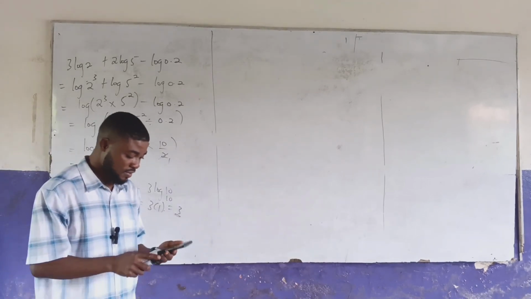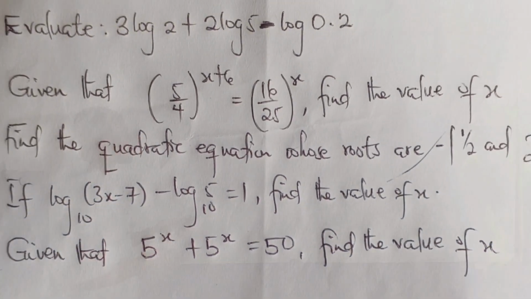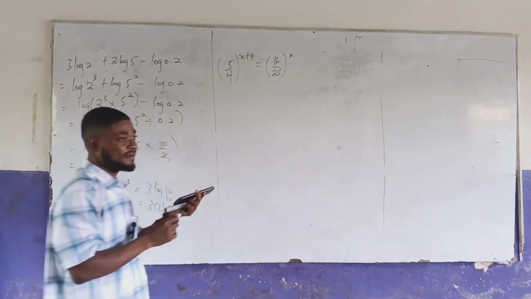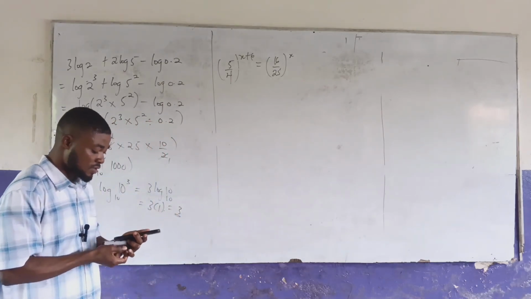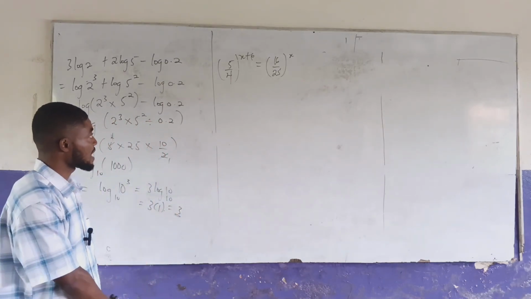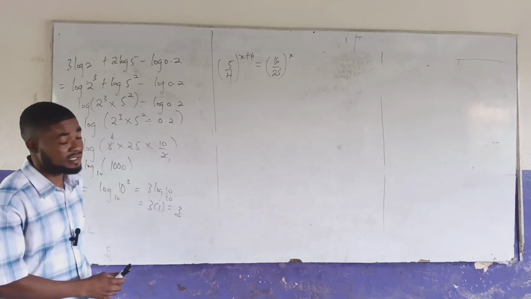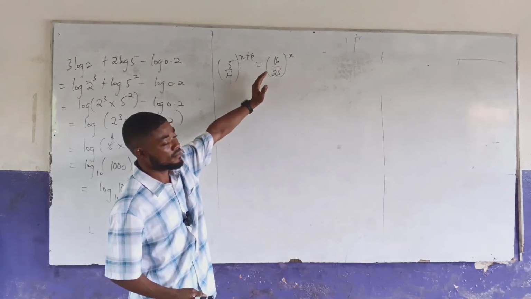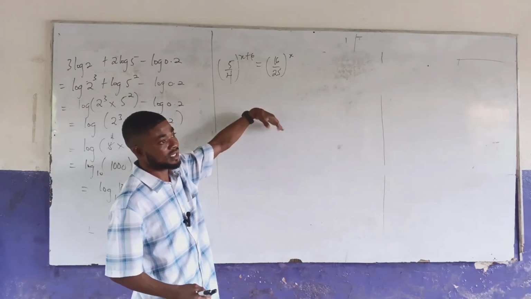The second question also says that given that 5 on 4 all raised to the power x plus 6 is equal to 16 on 25 all raised to the power x, we have to find the value of x. And so this also has to do with indices, and so we apply the various properties of indices, trying to see if we can convert this to smaller number raised to another number.